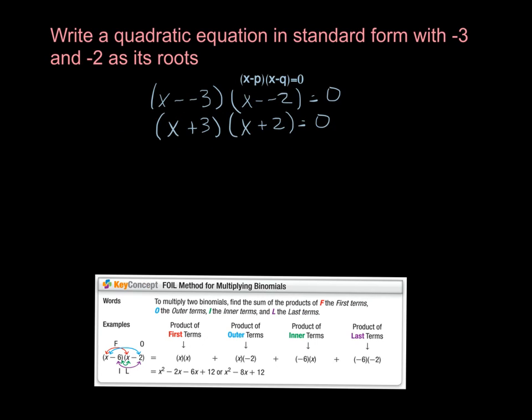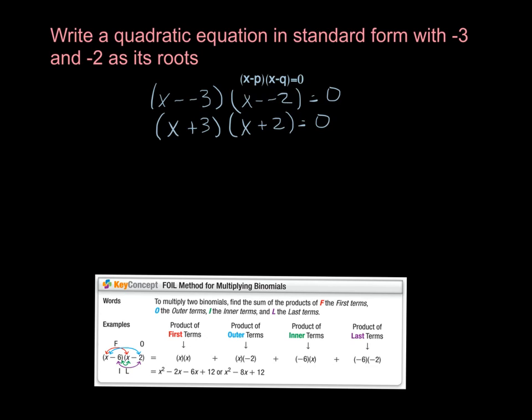Okay, so we've simplified as much as we can, and now we're going to bring in the FOIL method. FOIL stands for first, outer, inner, and last. When we have parentheses that are up against each other, that's called multiplication. So we're going to be using the distributive property, but with binomials instead of monomials.